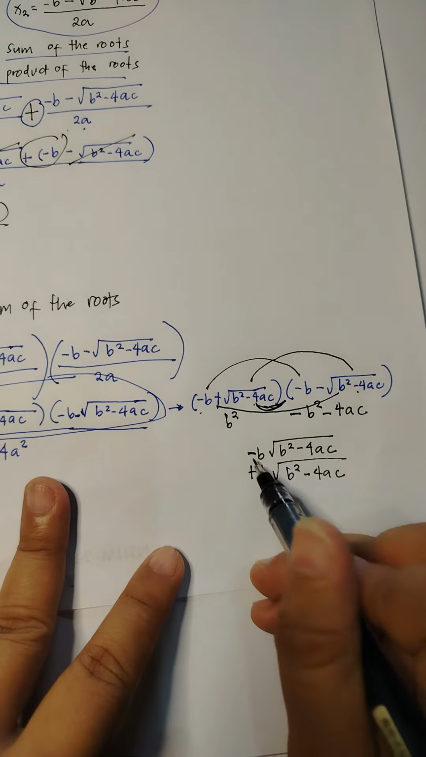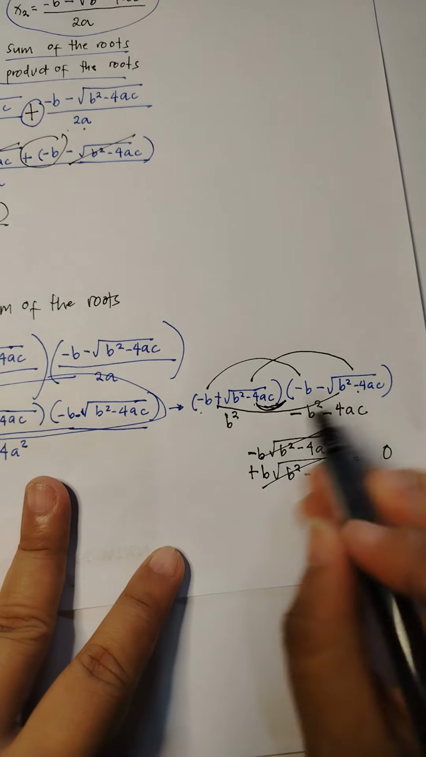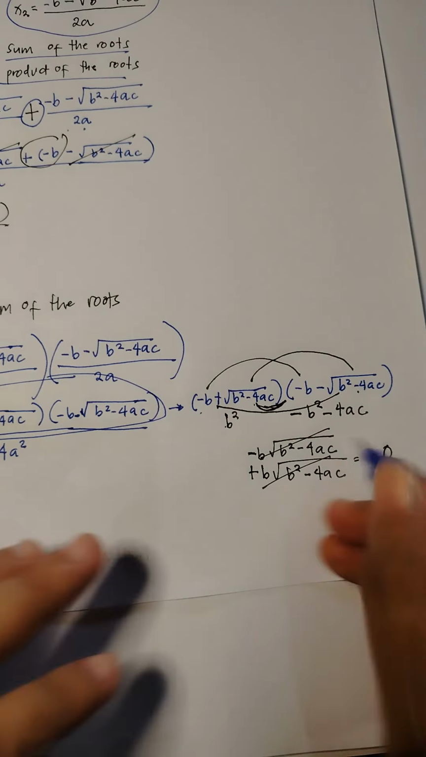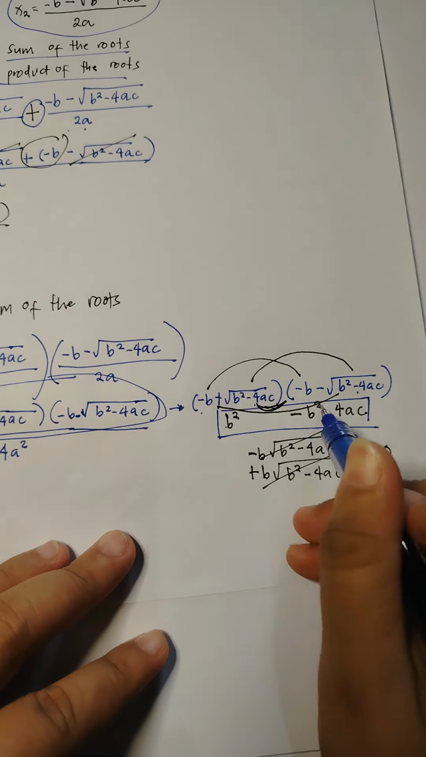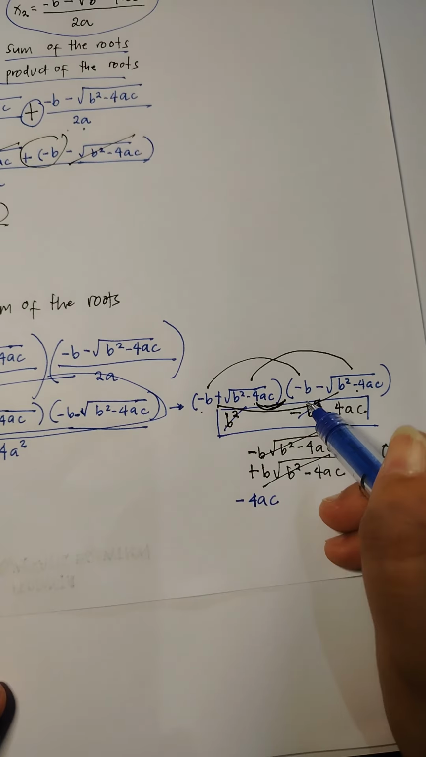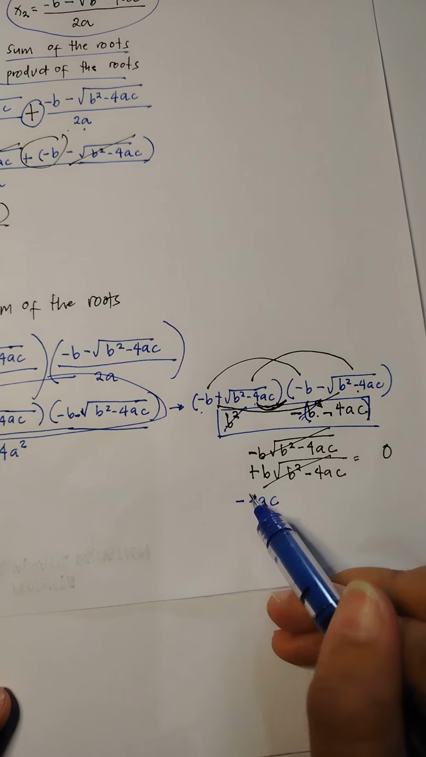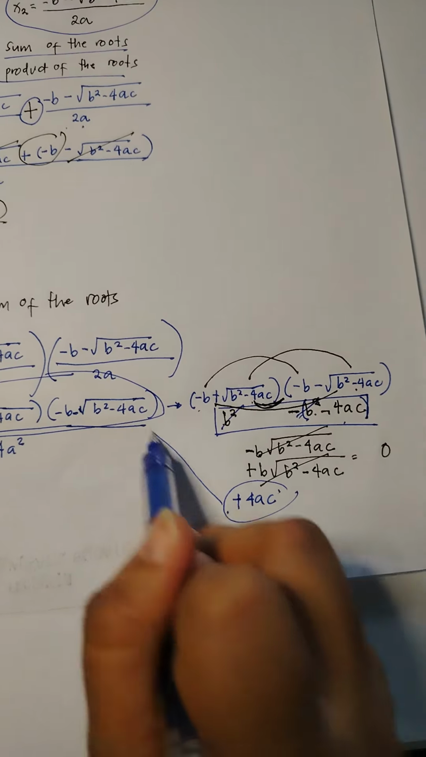Now, as you have observed, we have different signs, so this will become 0. Okay? So the remaining expression in the numerator will be this one. Since we have b squared minus b squared, this is already cancelled. Now this is negative b squared, so it cancels. Negative times negative, we have positive 4ac.